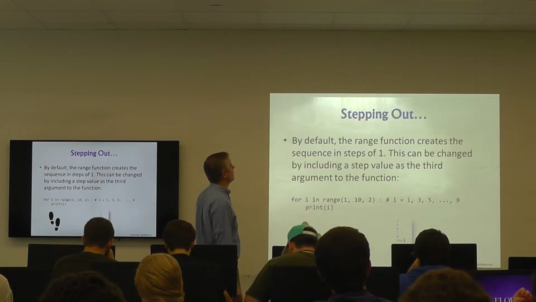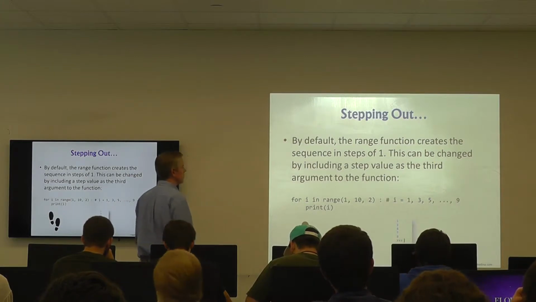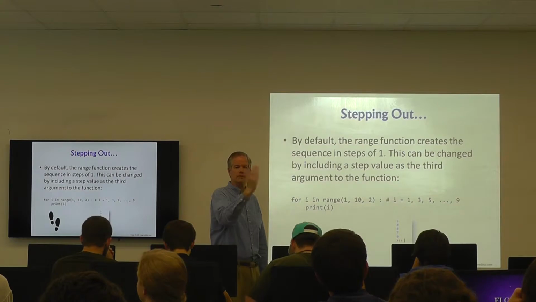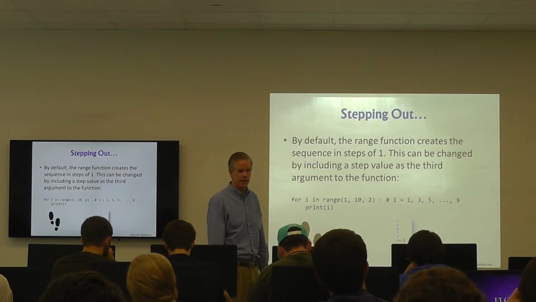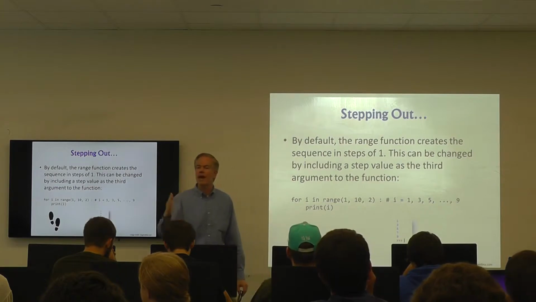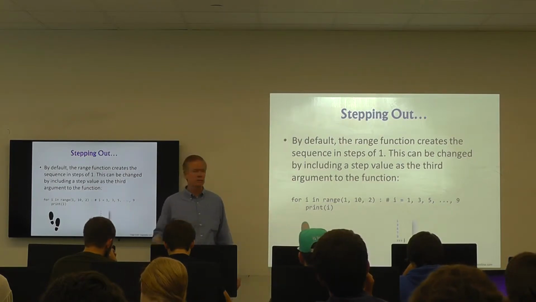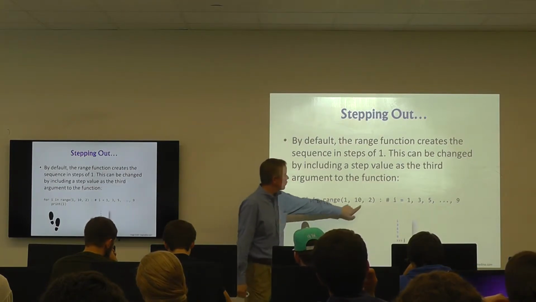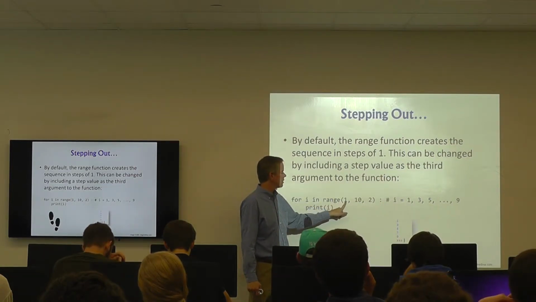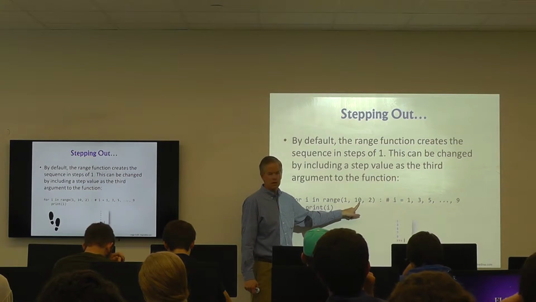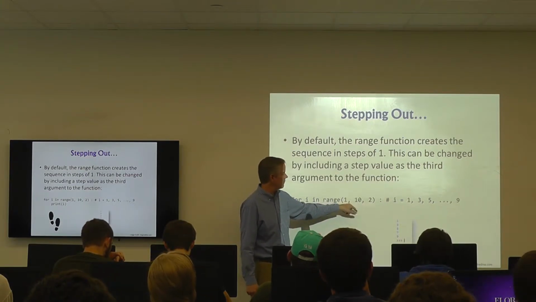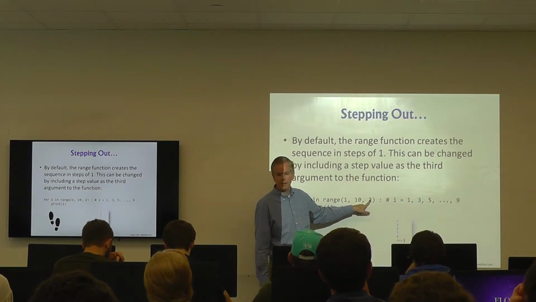So stepping out. By default, the range function creates a sequence in steps of 1. So 1, 2, 3, 4, 5, 6, 7, 8, 9, and I'm all done. But it turns out you can change that. You can make it step in different amounts. And the way you do that is you add one more value when you're doing your range function. So starting value, less than maximum value, and the step.